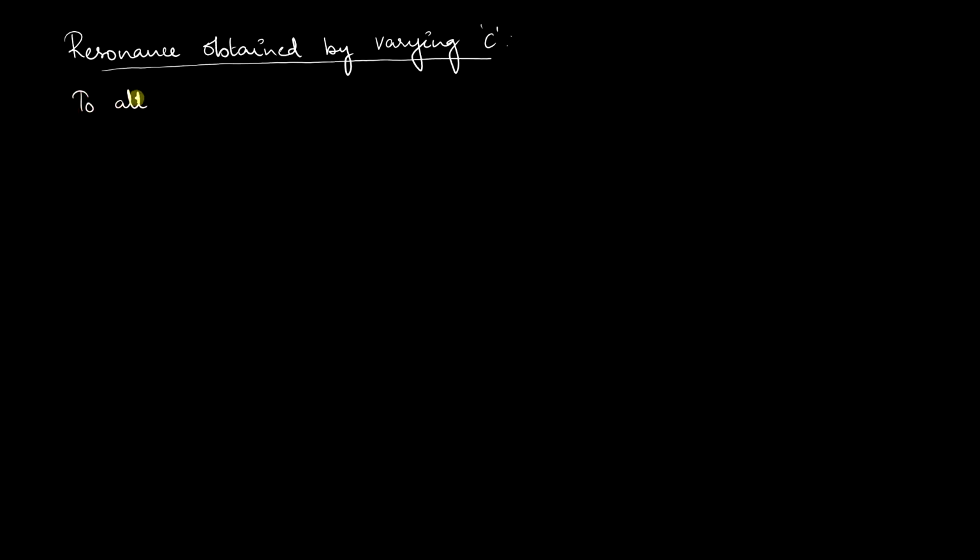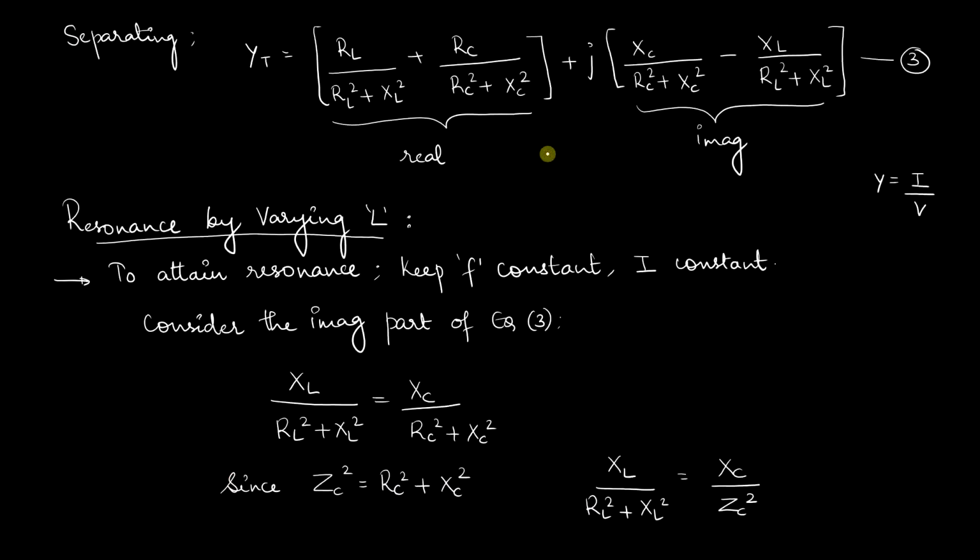Let me write the title: resonance obtained by varying the capacitor. So as I mentioned earlier, either we have to keep the circuit elements constant and vary the frequency, or we have to keep the frequency constant and vary the circuit elements. And in this case, we are going to vary the circuit element corresponding to the capacitor. So to attain resonance, we have to keep the current and frequency of the circuit constant so that you can vary the circuit element, that is the capacitor. So with this in mind, let me again consider the imaginary part of equation 3, and begin.